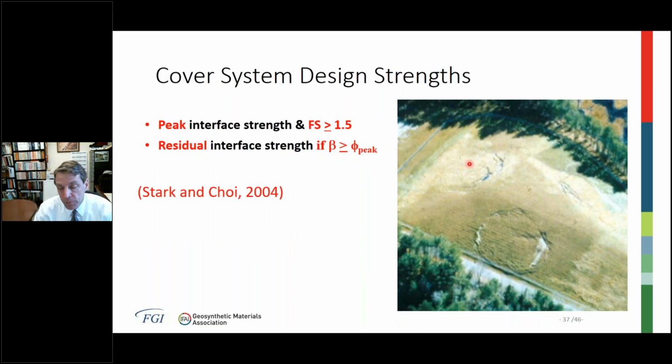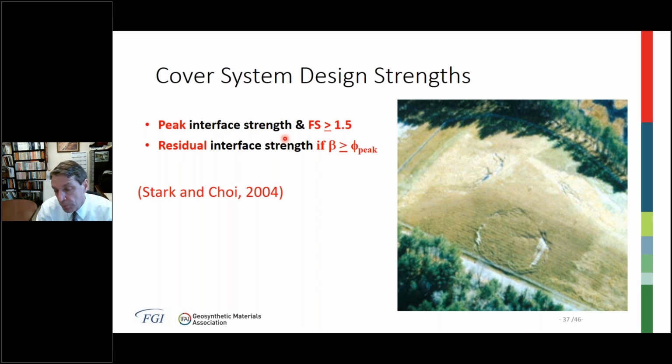The cover system doesn't induce the same level of shear displacements and mobilization of a post-peak strength that occurs in the liner system. So for the design of a cover system like the one I'm showing here on the right, you could use peak interface strengths along the slope and the geosynthetics and meet a factor of safety of 1.5.